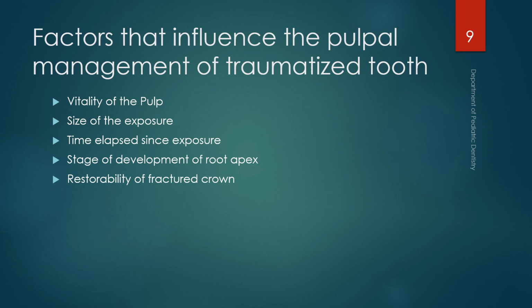Then lastly is the restorability of the fractured crown. This has to be assessed, because there's no point doing a heroic endodontic treatment on a tooth on which the crown cannot be restored to normal form and function, right? So it is unwise to do extensive endodontic treatment where you cannot replace the tooth's crown again. So if the tooth crown is not restorable, maybe you need to go for extraction, and if it is restorable, maybe you have to go for a post and core restoration and treatment like that. So these factors will help you decide how best you can manage the traumatized tooth, or the factors which will influence your treatment plan.